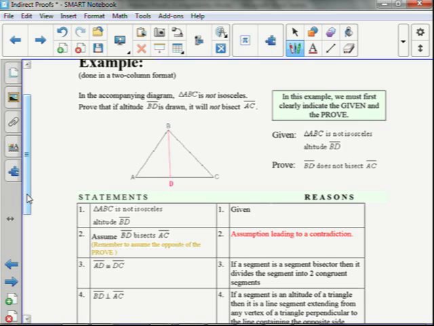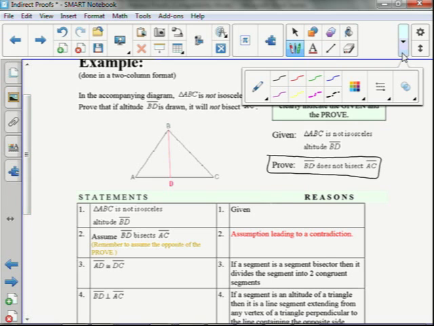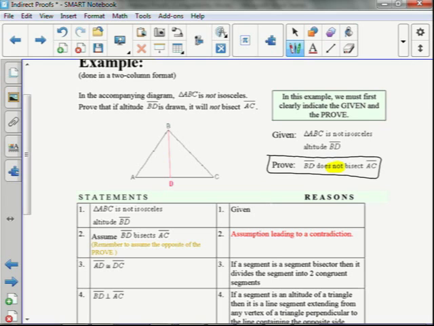In the accompanying diagram, ABCD is not isosceles, and you have altitude BD. Prove that BD does not bisect AD. Again, I want you to see in this proof the word not. We're trying to prove that something is not true. That's when you're going to use the indirect method.